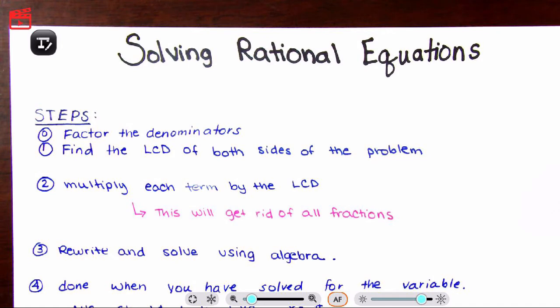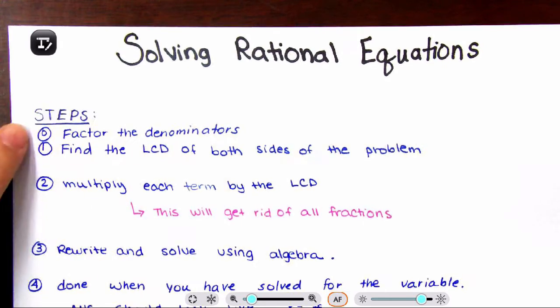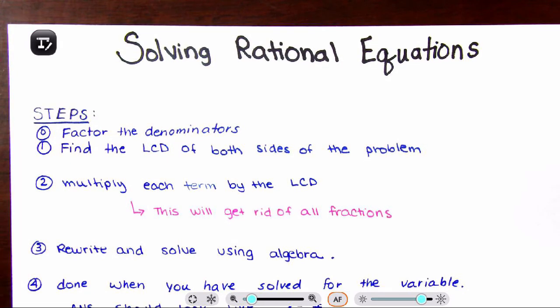All right, so let's talk about the steps on how to do that. Step number one, you're going to factor denominators. Step number, you guys see that? I did a step number 0. Step number 0, factor denominators. Then step number 1 is find the LCD of both sides of the problem. So basically what you're doing is you're finding the LCD, you're creating the lowest common denominator.